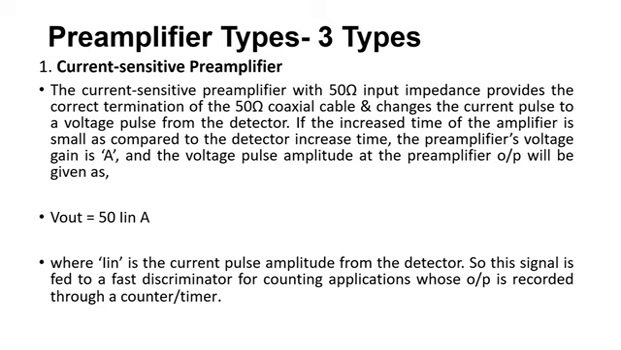So what they say is that if the rise time of the amplifier is very small as compared to that of the detector rise time, then the preamplifier voltage gain will be A, and whose output voltage can be estimated as 50 times the input current I_in, right? Where I_in is the current pulse amplitude from the detector, so the signal is fed to a fast discriminator for counting applications. For counting applications, we use it, whose output is recorded through the counter timer circuit. This is an application of a preamplifier.